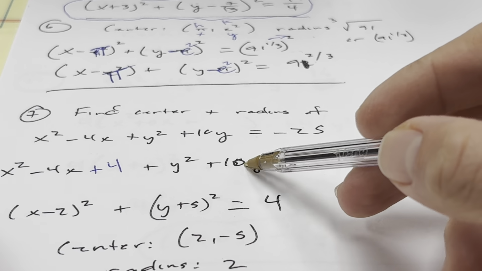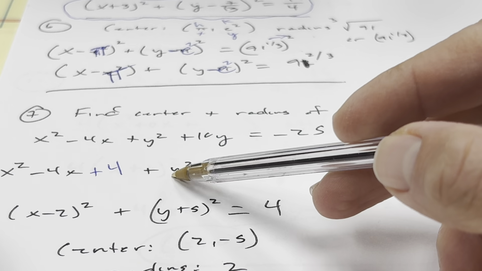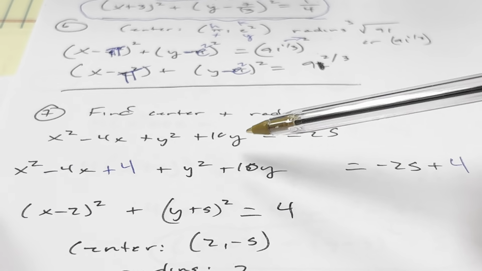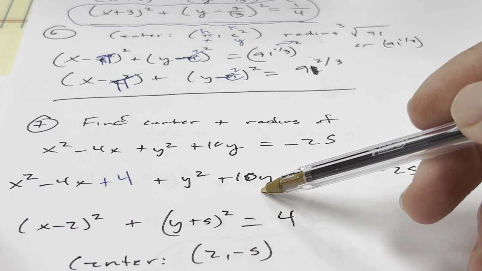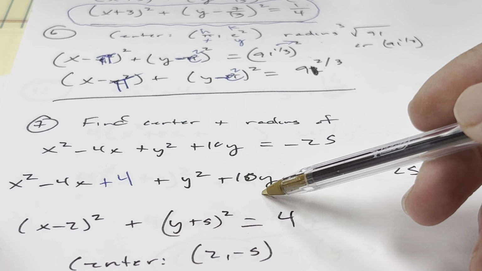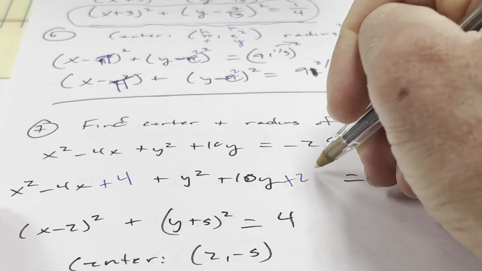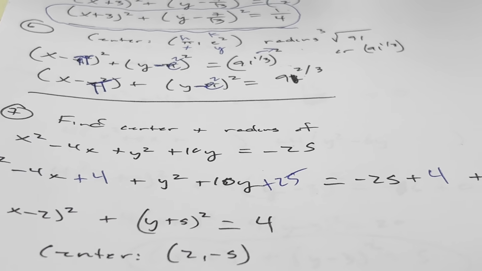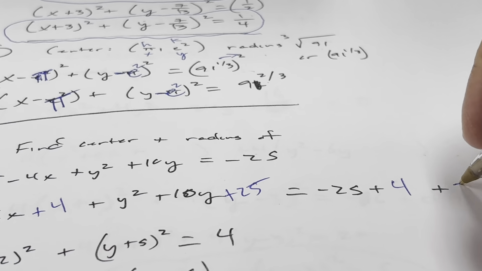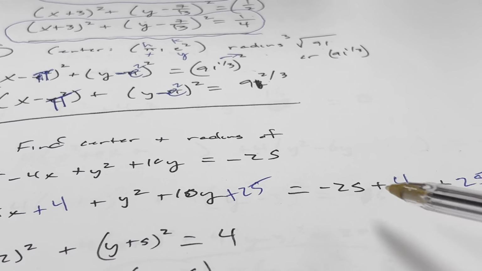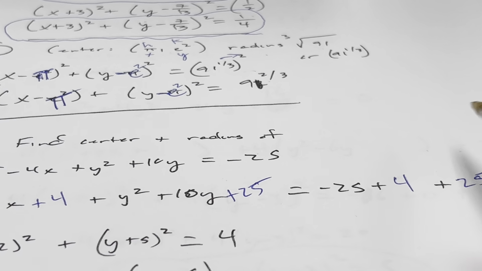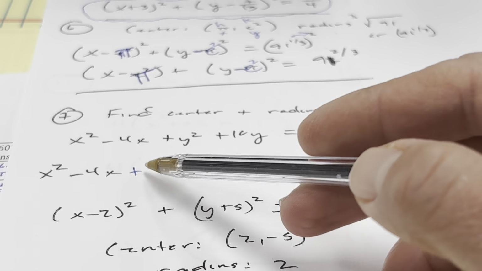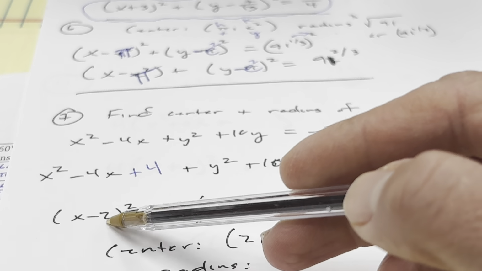All right, great. Now look here, because again, I don't have to factor anything out because it's a single x squared and a single y squared. Then I take half of 10. What's half of 10? It's 5. What's 5 squared? It's 25. So I add 25 to the left, which means I need to add 25 to the right. What is negative 25 plus 4 plus 25? It's 4.